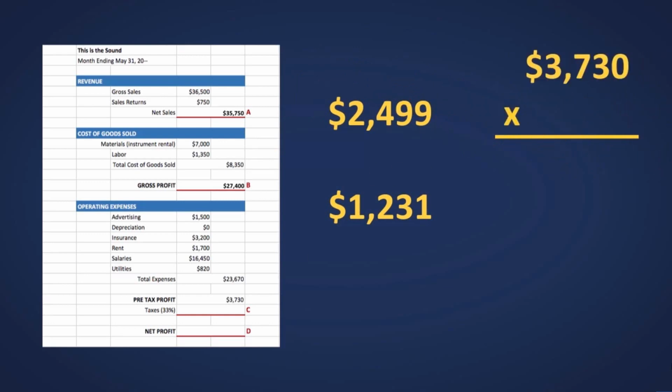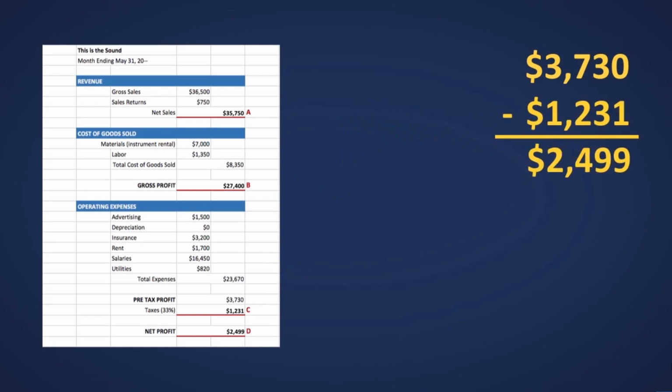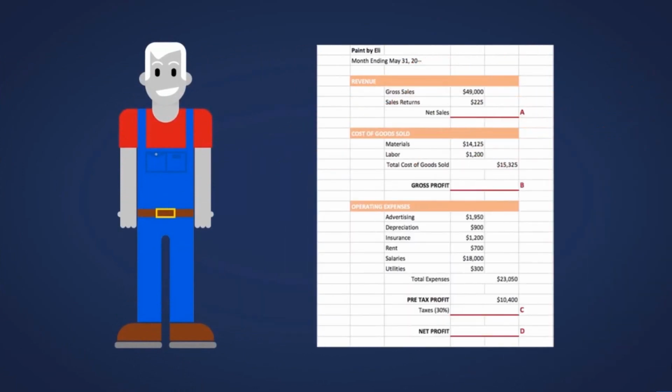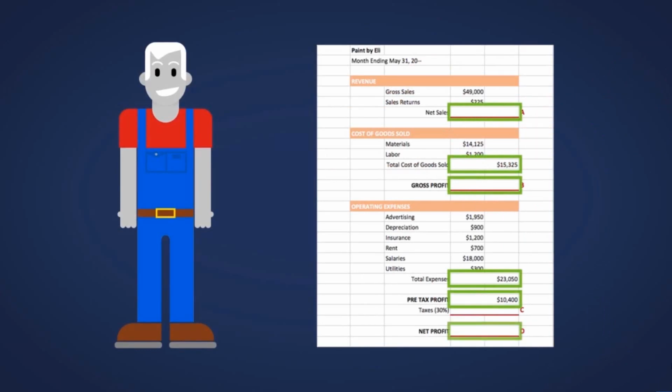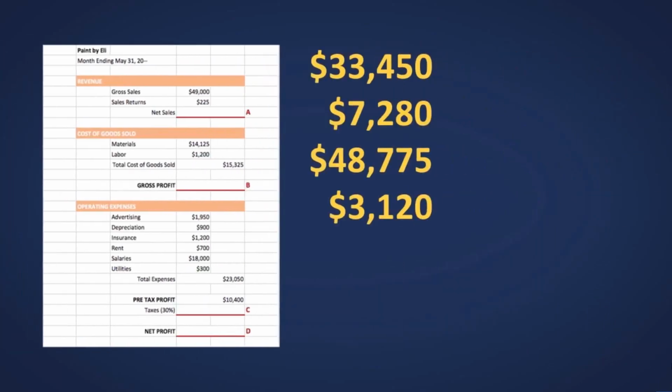Multiply $3,730 by 0.33 to calculate the $1,231 in taxes. Finally, subtract the taxes from the pre-tax profit for a net profit of $2,499. Eli is analyzing the income statement for his home painting business. He's investigating net sales, total cost of goods sold, gross profit, total expenses, and pre-tax and net profit. Determine the appropriate location of the following figures using his income statement.